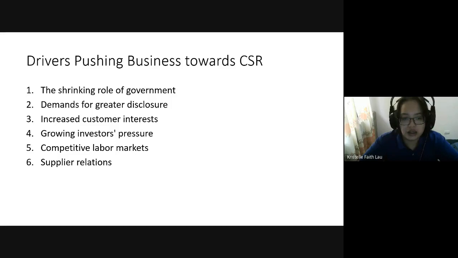Then sixth, with regard to supplier relations, as stakeholders are becoming increasingly interested in business affairs, the companies now take steps to ensure that their partners can conduct themselves in a socially responsible manner, no? So some even introduce a code of conduct for their suppliers to ensure that their reputation will not be tarnished in the process. So they need to introduce a code of conduct on behalf of the supplier.